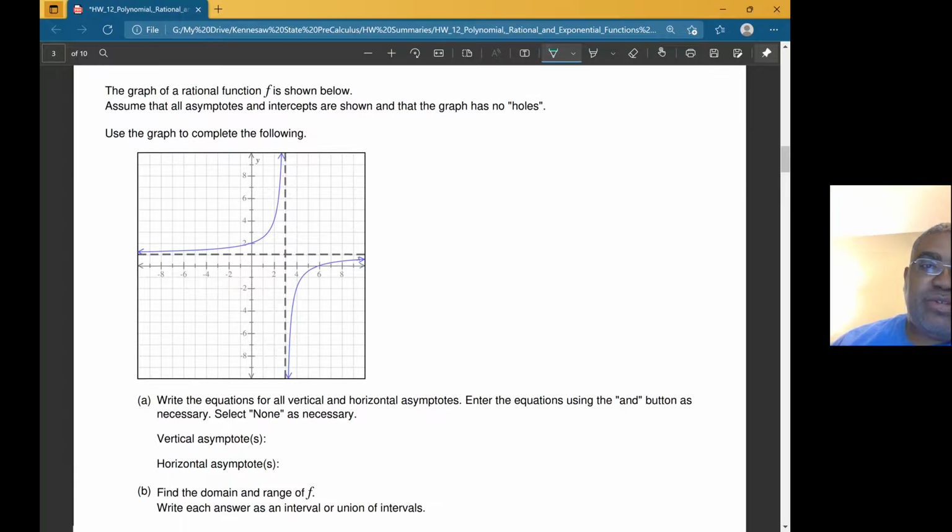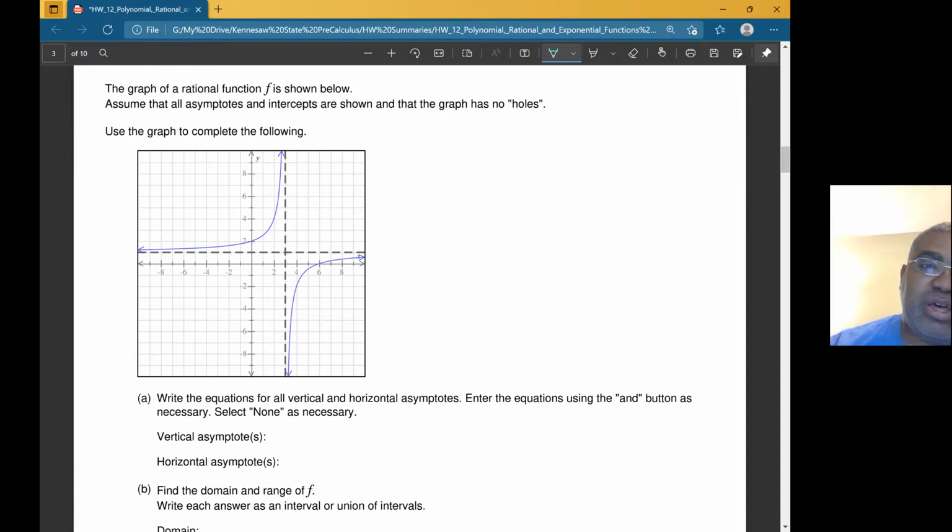Our function is a rational function. The graph of the rational function shown below, assume that all the asymptotes and intercepts are shown on the graph, has no holes. Where is the vertical asymptote? Vertical means up and down. That is at x equals 3. Horizontal asymptote, that is horizontal. That is the line y equals 1. Those are the asymptotes.